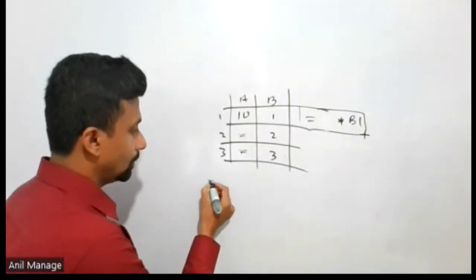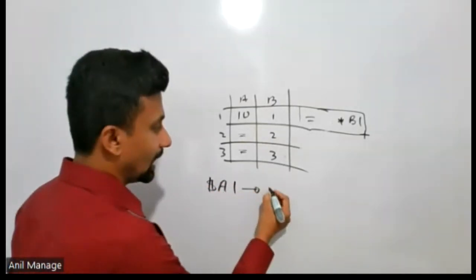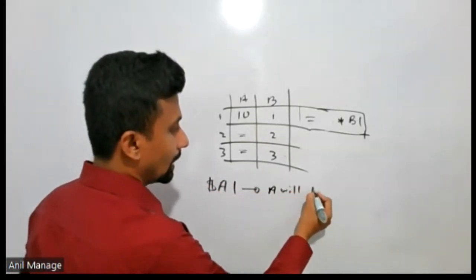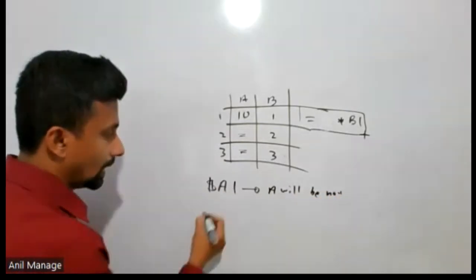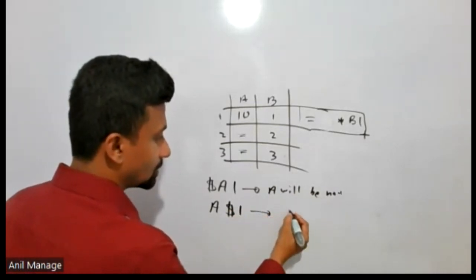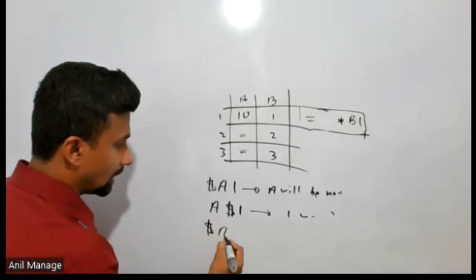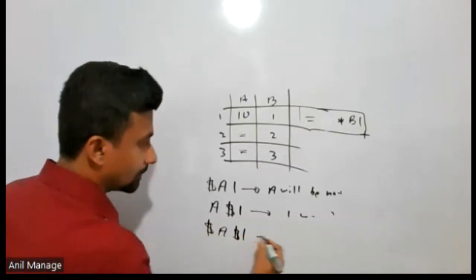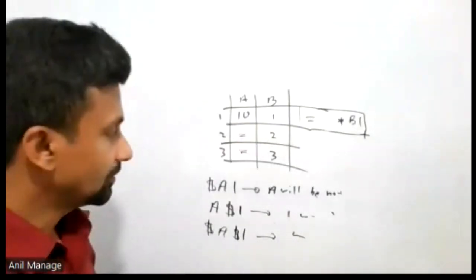If I write $A1, this means A will be absolute, not change. A will not be changed. If I put A and $1, this means 1 will not be changed. If I put $A and $1, both are not changed, right? So this is the way.